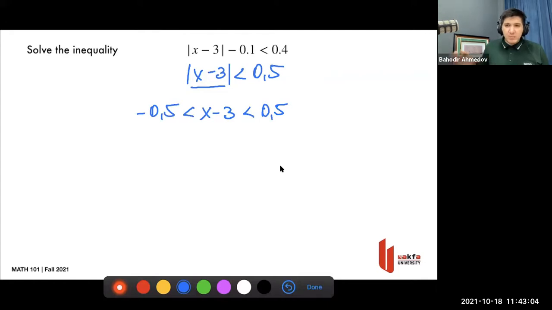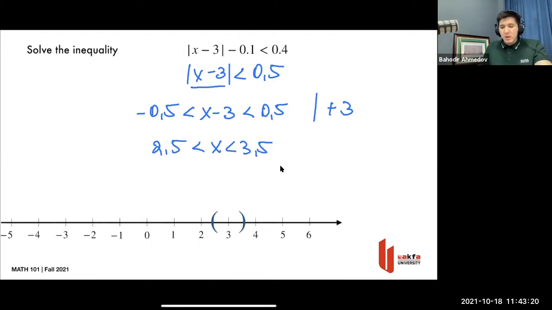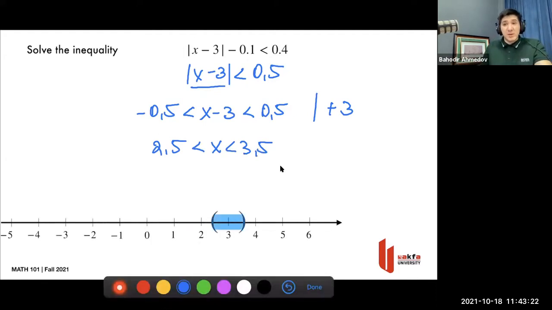Then I'm just going to add plus 3 to all three parts of this inequality. It becomes 2.5 less than x less than 3.5. And that's going to be the solution of this inequality. So all of the numbers between 2.5 and 3.5 are going to be the solutions for this inequality.